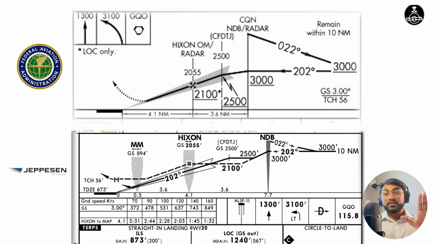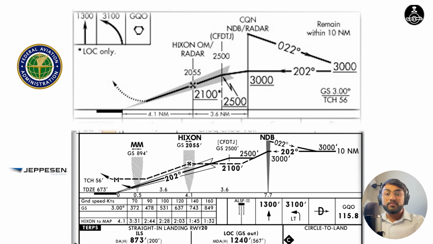So we are doing the ILS. We'll be maintaining 2500 after the NDB. Intercept the glide slope at 2500 at CFDTJ. When we intercept a glide slope, we'll be following the glide slope down to our decision altitude, which we have already briefed, and that is 873 feet. At decision altitude, if we don't have the required visibility and the minimums, we'll discontinue the approach, go missed, and follow the missed approach instructions as briefed before.